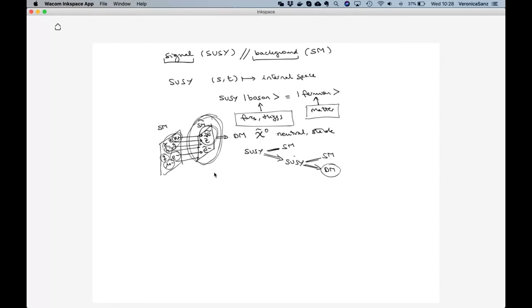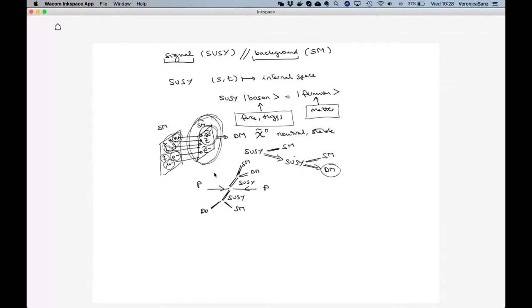So one of the generic predictions of supersymmetry is that when you produce it at colliders, when you, for example, collide protons, those might produce, let's say, a couple of supersymmetric particles, which at some point, no matter how long the decay chain will be, will end up in dark matter and some standard model particles. Okay?